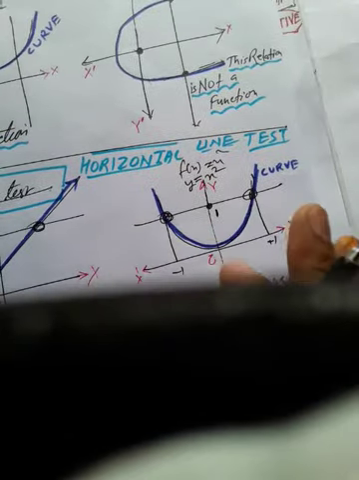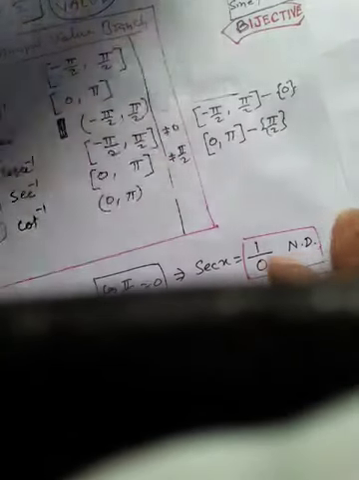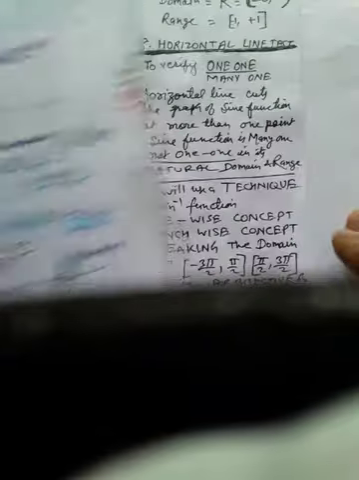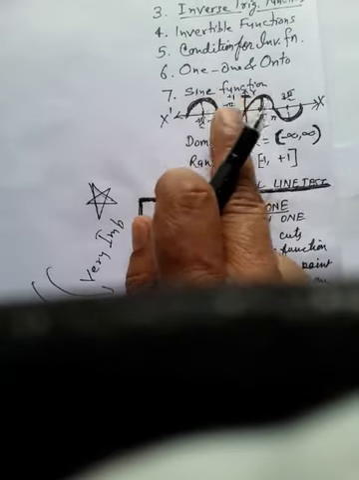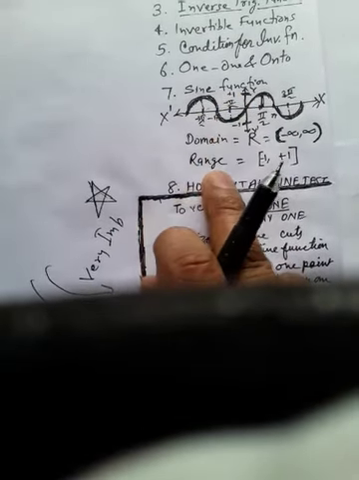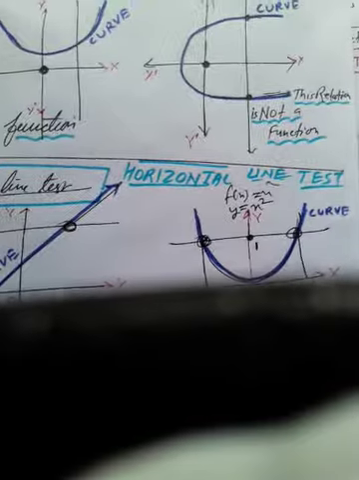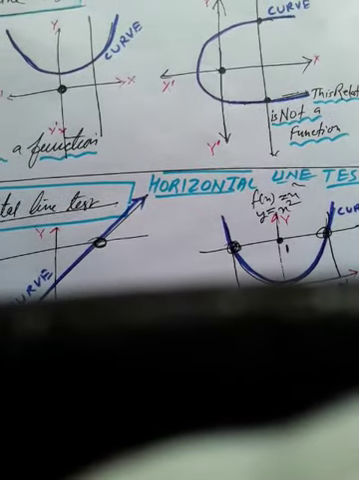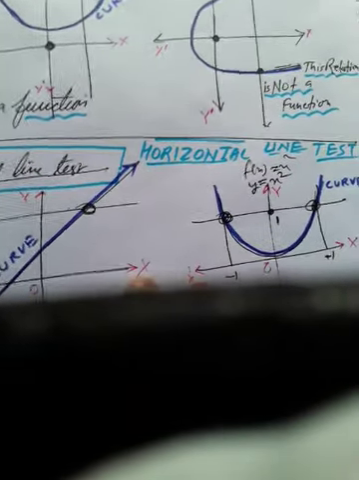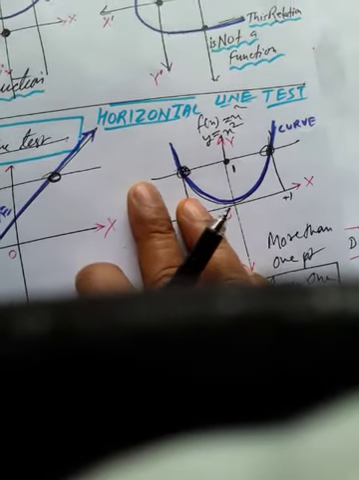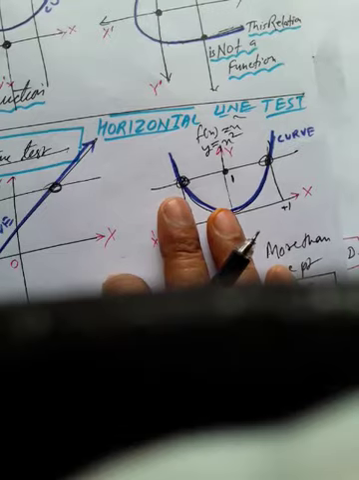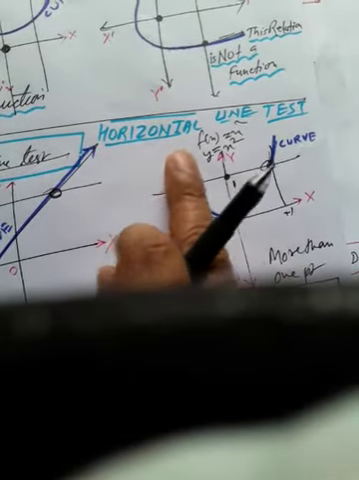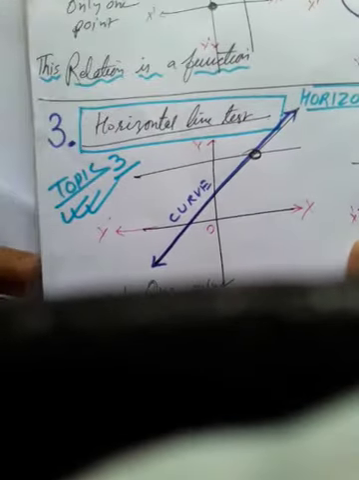We had just finished up to the sine function in the previous video. Now I want to make it very clear with this previous page, the horizontal line test. You might remember and might have noted it down previously. See, horizontal line test, what happens here?